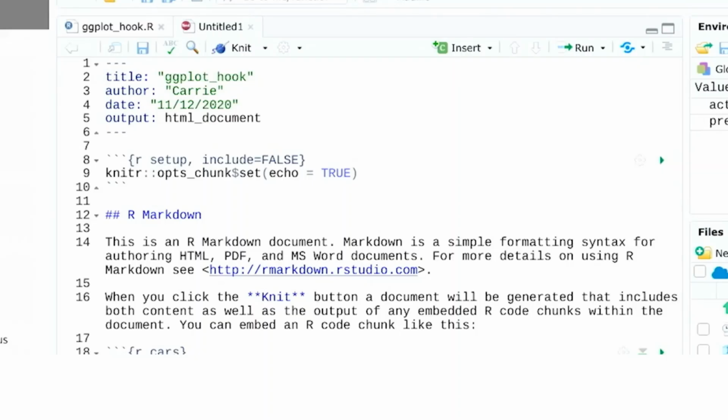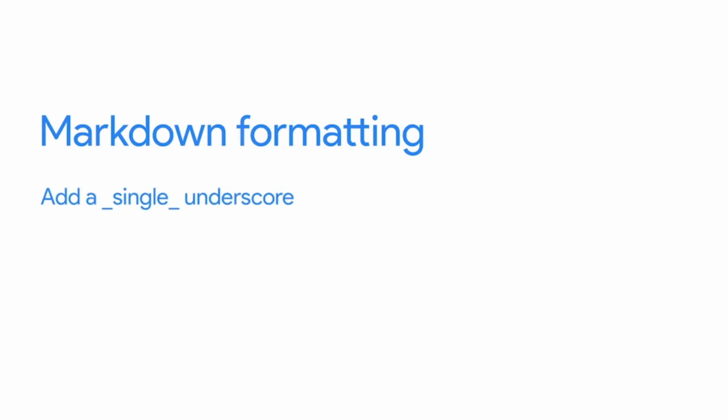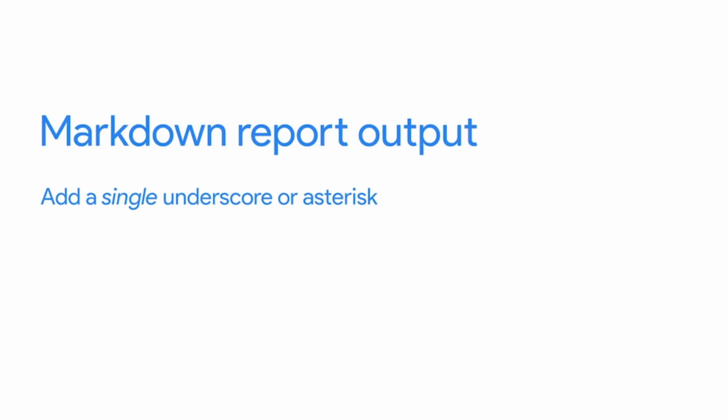R Markdown documents are written in Markdown. Markdown is a syntax for formatting plain text files. Using Markdown makes it easier to write and format text in your document. Markdown is also easy to read and to learn. For example, if you want to italicize a word or phrase in Markdown, just add a single underscore or asterisk right before and after the word. When you create a report of the document, the Markdown formatting's no longer visible, just the word or phrase in italics. We'll show you more formatting options soon, but they're all similar to this example.